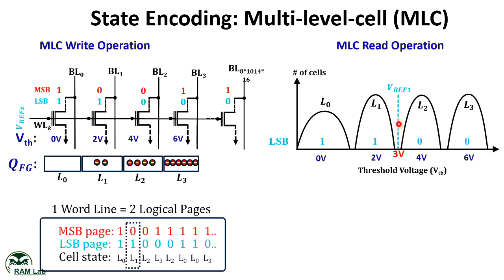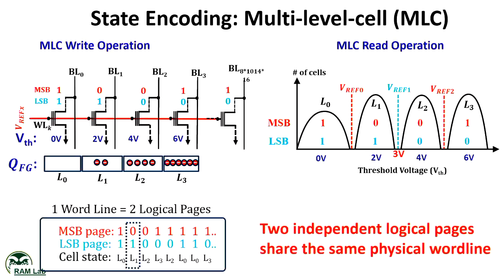Just one sensing operation, right? So at 3 volt you apply. Whether you are in L0 or L1, you will read 1. L2 and L3 will be 0. Now for MSB, you need 2 referencing, and that's how you decode the MSB data. So MSB data will take longer time.